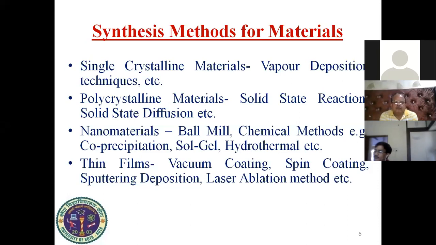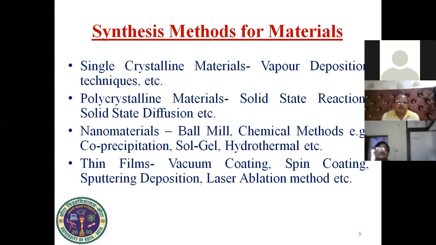Nanomaterials are synthesized by two methods. These two methods are the bottom-up and top-down methods. In the top-down method, we take the single crystalline or polycrystalline material and, with a ball mill mechanical method, we crush it to nanomaterial size. So this is a top-down approach. In the bottom-up approach, we start at the atomic level and generate the nanomaterials. These include chemical methods like the co-precipitation method, sol-gel method, hydrothermal method, etc.